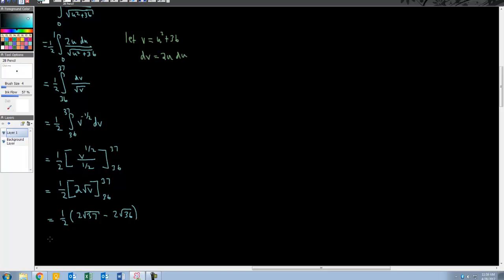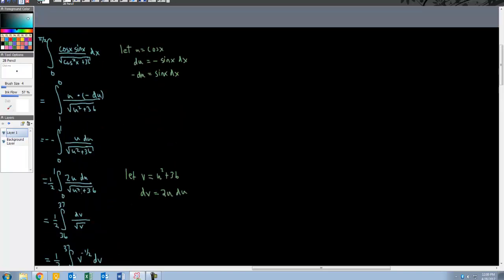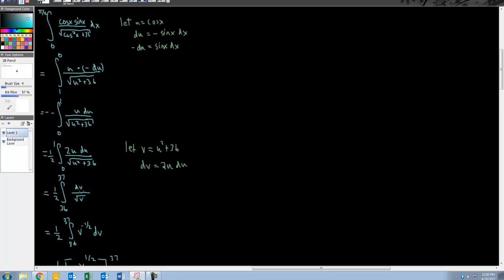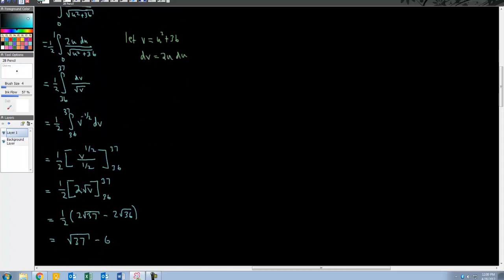And what do you know here? 1/2 times this, 1/2 times that. Using the distributive property, we get the square root of 37 minus the square root of 36, which I'm not going to waste another line on. We all know the square root of 36 is 6. So notice, after all that, two substitutions, starting with a weird trigonometric integrand, we get rid of the trig pretty soon, and our final answer is the square root of 37 minus 6.